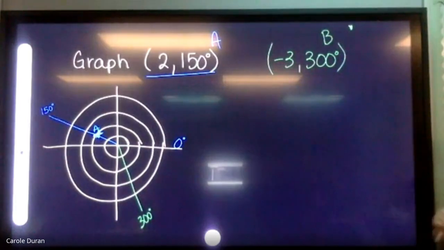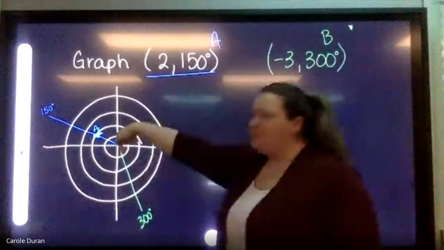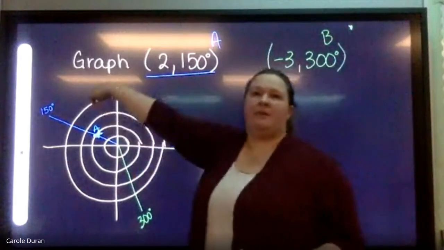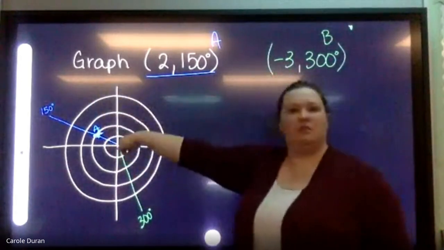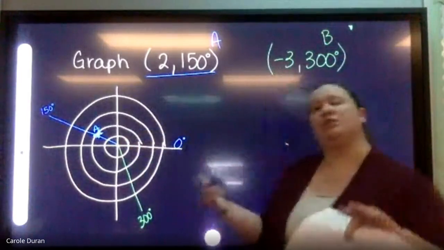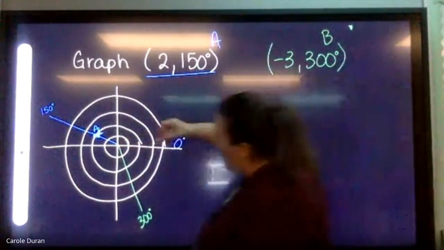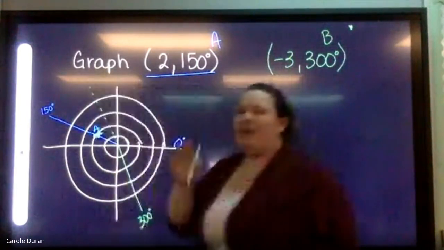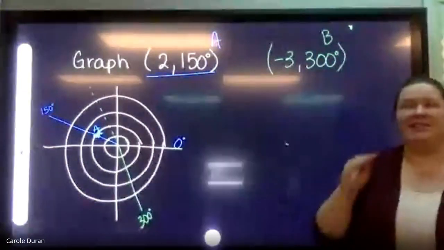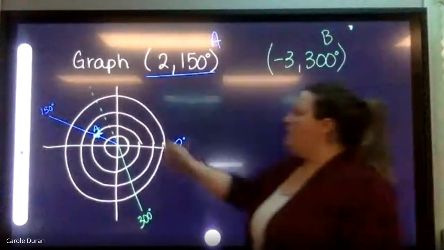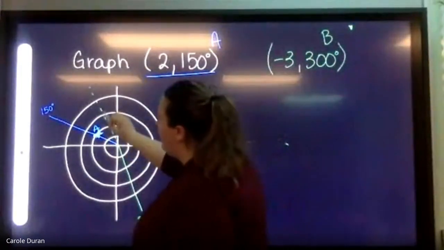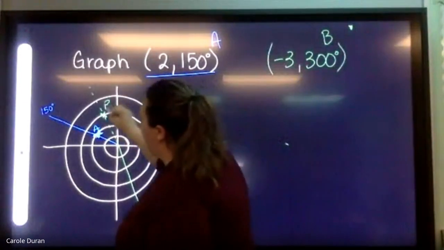Once I identify the angle, I pretend I'm a little person standing at the pole. I'm going to turn and face my angle, 300. Am I walking along that angle or backwards away from the angle? Backwards, because it's a negative r. I do suggest that if we're walking backwards, we extend our angle with a dotted line, just so I make sure I'm still in line with that 300-degree angle, because it dictated my point. So facing that 300, I'm going to walk back 3 units, so 3 rings, and I'm going to put my point.